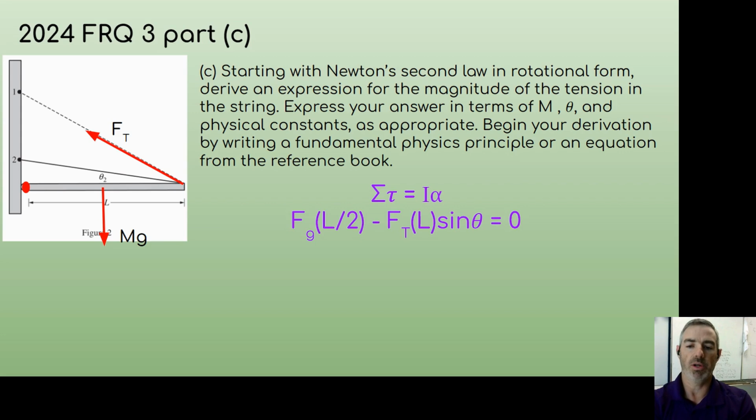zero. Substituting force of gravity times its distance from the hinge, which is L divided by 2, and Ft times the length of the rod, which is where Ft acts from, times sine of the angle, is the torque that the tension force exerts. So now we're set up to solve our equation for the tension force. We can substitute in mg and add Ft sine theta to the other side.